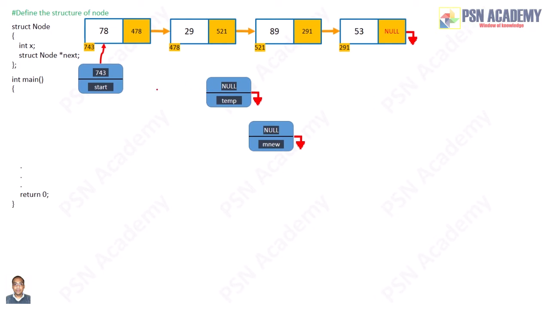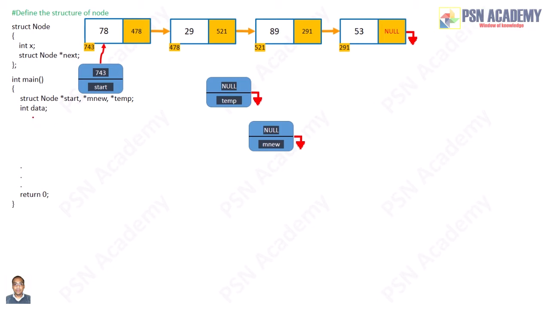Now we will see how to insert a node after a given node. Look at this scenario. The list has 4 nodes and the start is pointing to the first node at 743. mnew here is pointing to null and temp also is pointing to null. We take the 3 pointers now, that is struct node star start, star mnew and star temp.